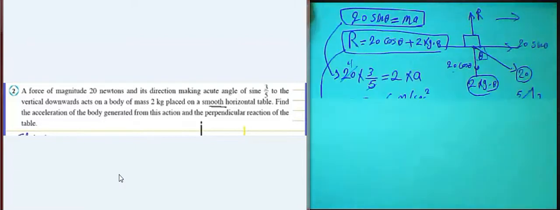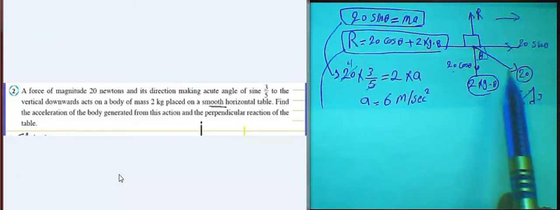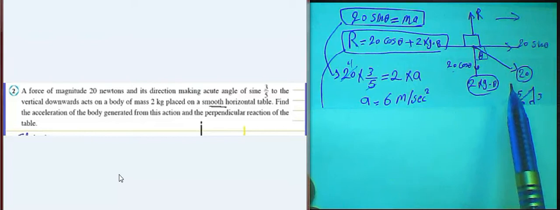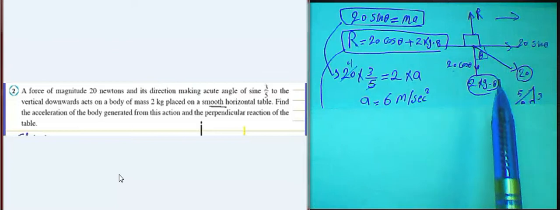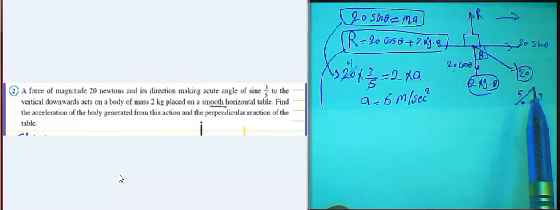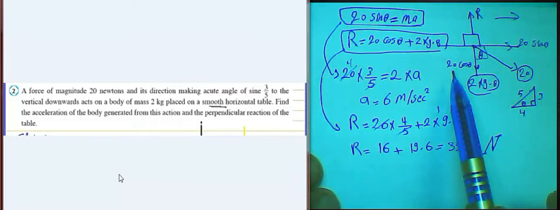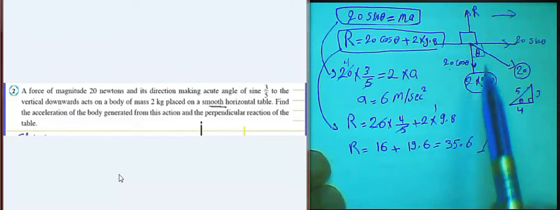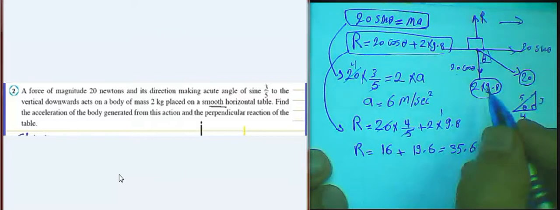First, look at here. We have this body, and this force is 20 newtons, with direction making an acute angle theta, sine theta 3 over 5, to the vertical downwards. We can factorize this force about the angle here. It will be 20 cosine theta, and 20 sine theta. And we factorize about the perpendicular: the weight and the reaction.